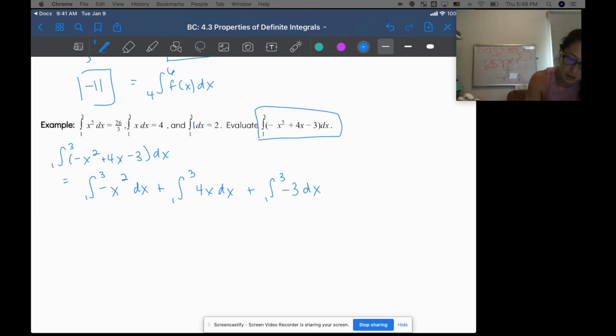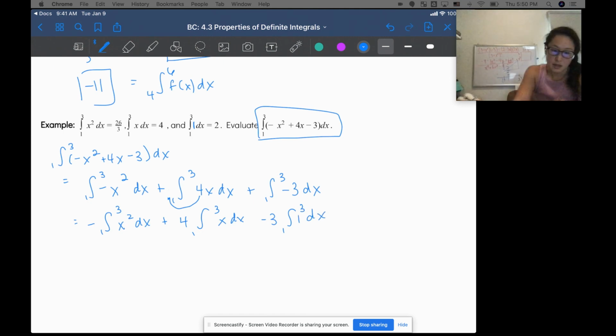All right, so using my integral properties again, I'm going to take out this negative. So I get negative on the outside because it's a constant, so I can bring it out to the front. That's my k value. So I get x squared dx plus, again, I'm going to bring the 4 out because it's a constant, the integral from 1 to 3 of x dx, minus 3, because it is a constant, the integral from 1 to 3 of dx, or 1 dx.